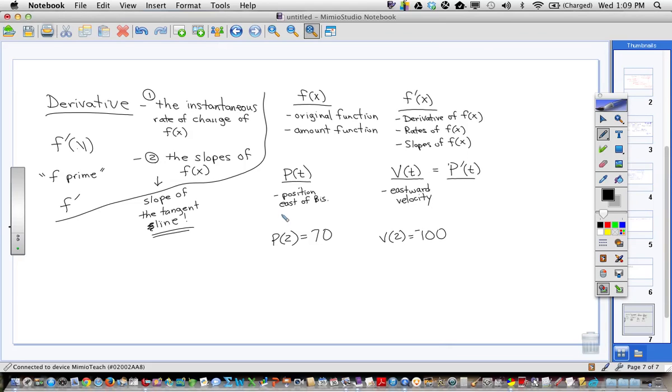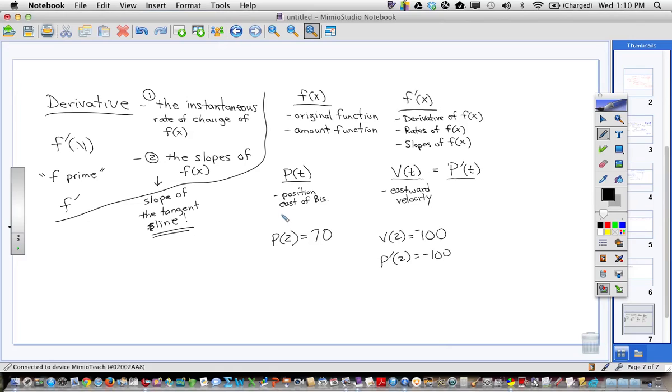Now, I can pretty much promise you on the quiz, though, I'm not going to ask it as v of 2. I'm going to show it as p prime of 2, right? But those are the same thing. P prime is the derivative, the rate of change of p. So if p is in miles, then p prime's got to be miles per hour. It's got to be a rate, right? It's the rate of change of p. Okay, so these two say exactly the same thing. And we got to get used to that notation, what that means. Okay, it's the rate of change or the slope.